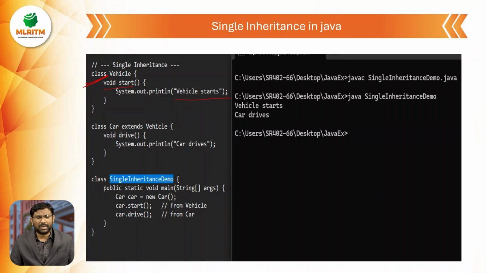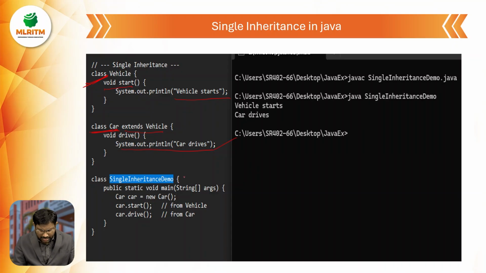Inheritance means there should be a parent class and a child class. First I am taking the parent class as Vehicle. Next I am taking the child class name as Car. Here class Car extends Vehicle means child extends parent, so Car can acquire or utilize the properties of Vehicle. In the child class I have written System.out.println car drives.